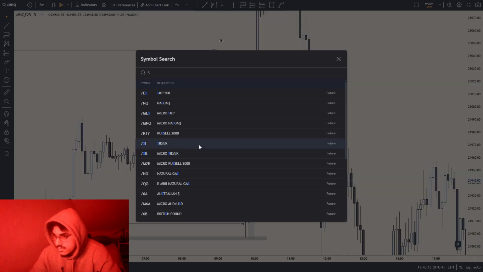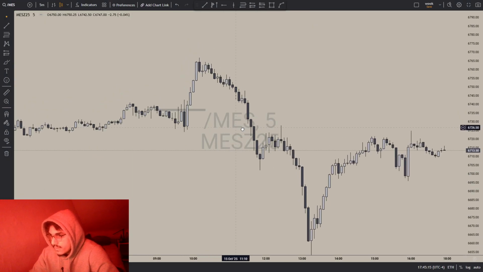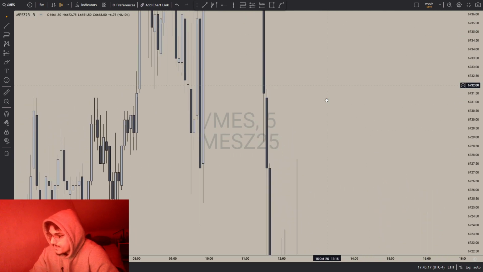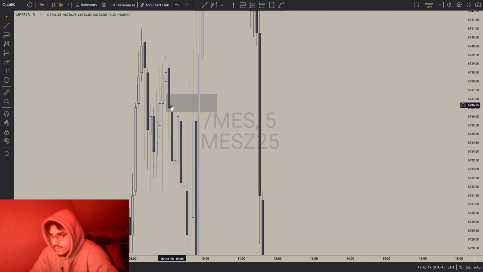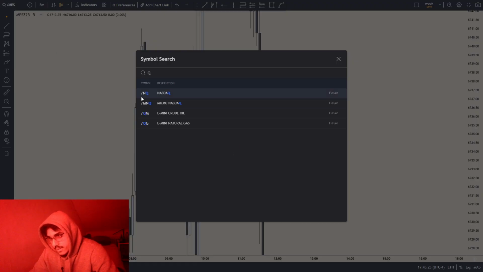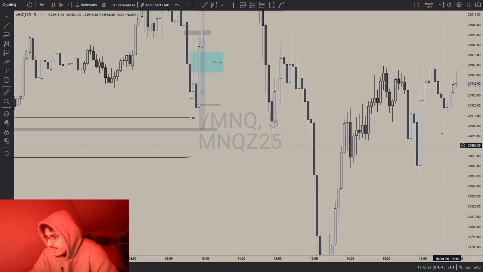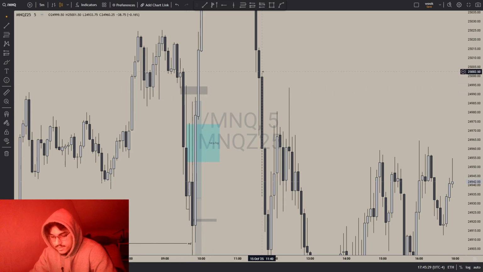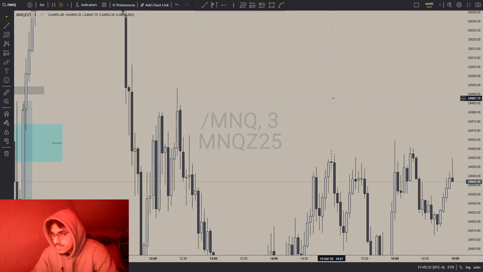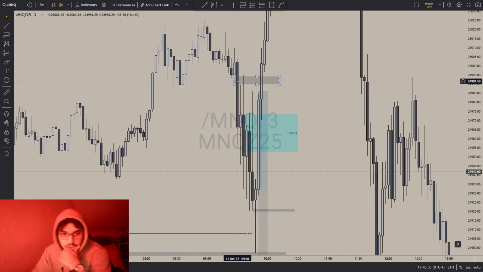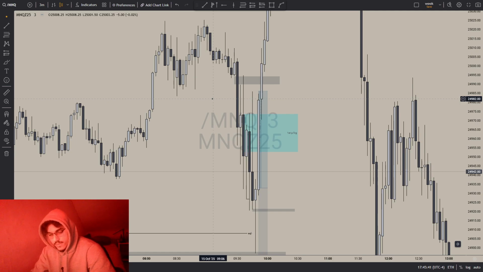So I went to the S&P 500. If you can see here, this is our fair value gap. We had a fair value gap right here. At 9:30 we traded into it. And in Nasdaq we didn't have a 5-minute, but we had this little order block. If I go to the 3-minute, we had this fair value gap right here.